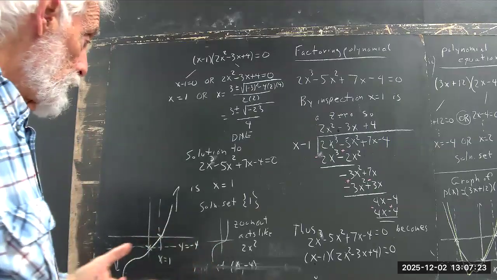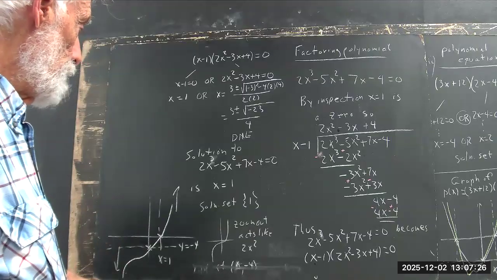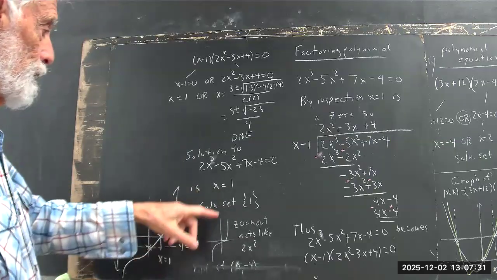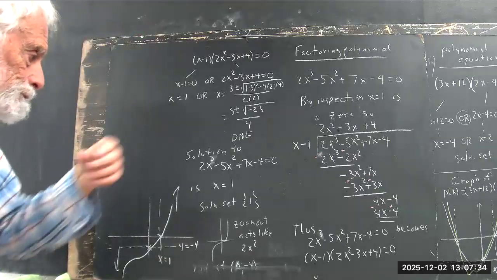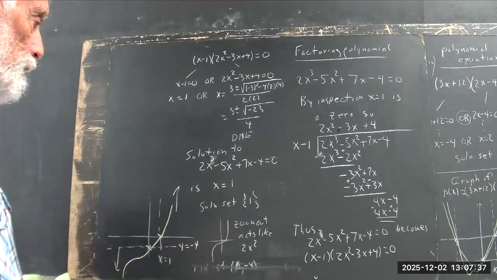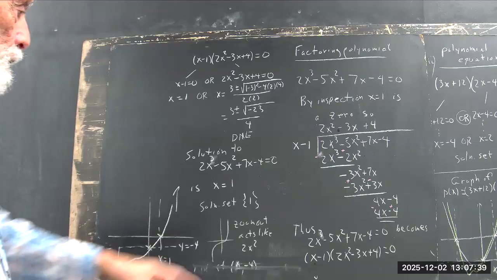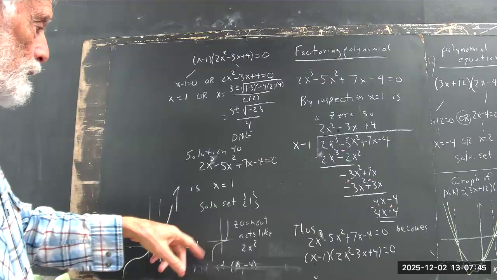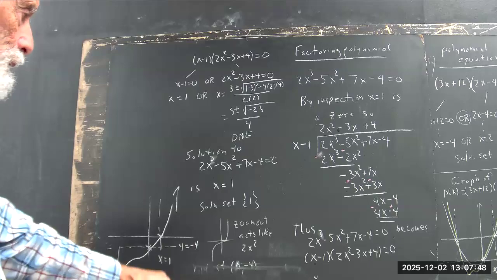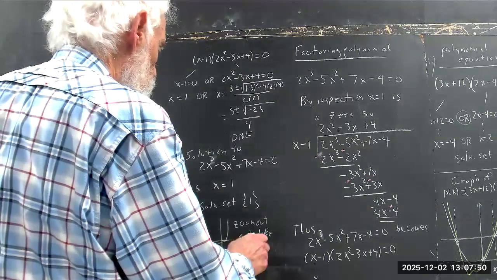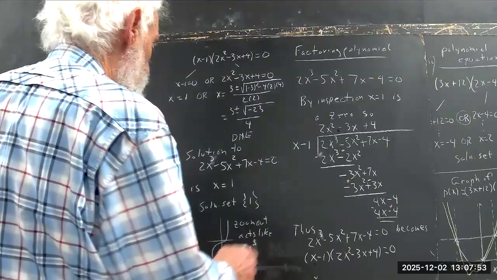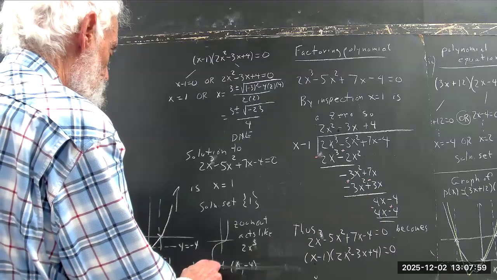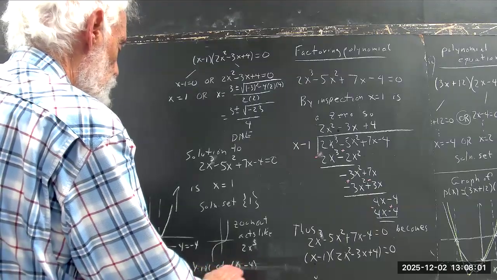Okay, so that's kind of it. So the solution to this is just x equals 1. The solution set is just the set containing the number 1. And if we zoom out, this is a cubing function. It acts like 2x cubed. And the y-intercept is at 0, negative 4.